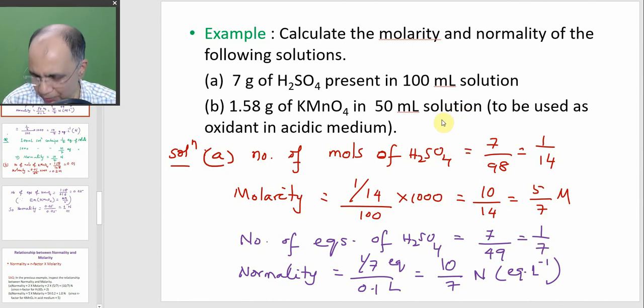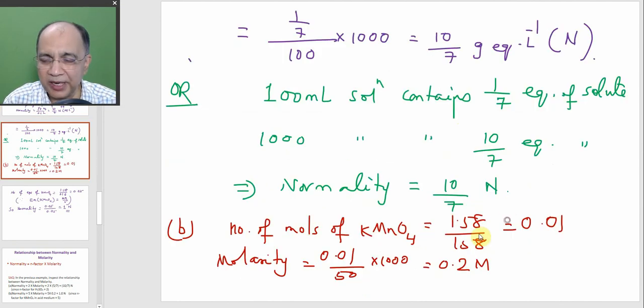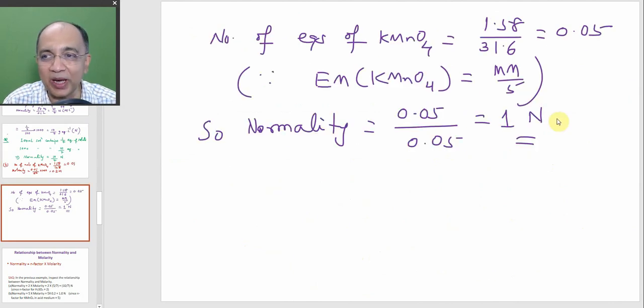So it's very simple. 1.58 by 158 is the number of moles. So number of moles by volume in milliliter into 1000. The molarity is 0.2 M. Can we simply multiply by 5 and get the normality? Yes, 5 into 0.2 is 1. And we are getting the same by calculation.